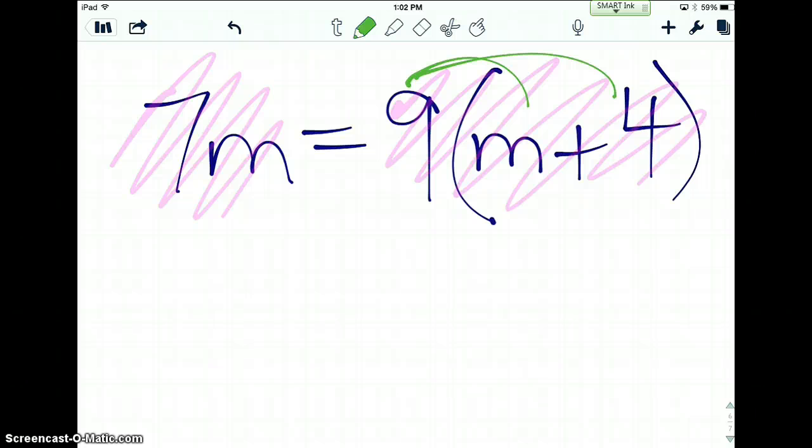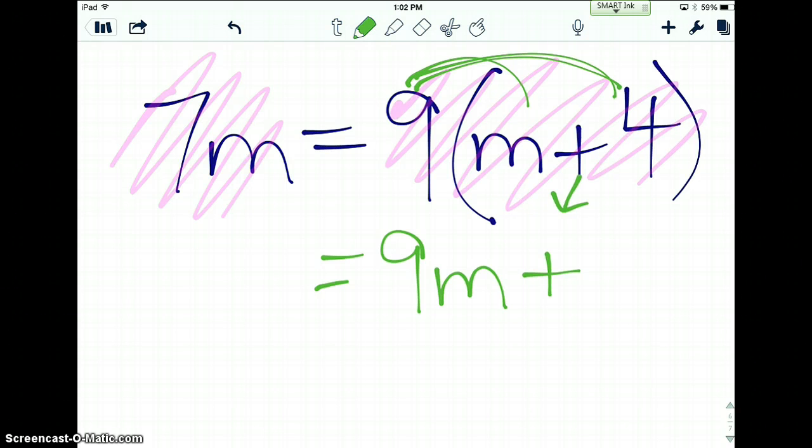So I'm going to distribute that 9 through. So I'm going to have 9 times m. Bring down that plus 9 times 4, which is 36. And that's equal to 7m. All right, now I've simplified both sides.